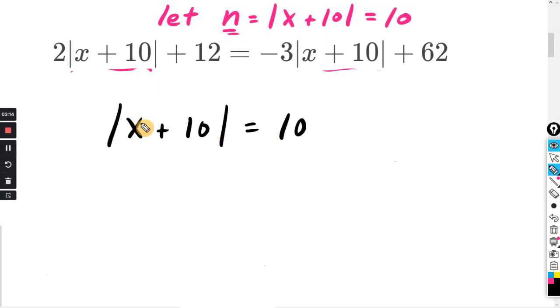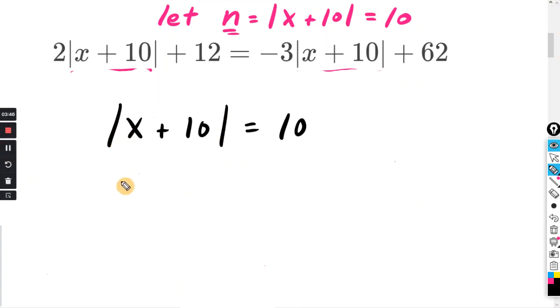Remember, absolute value makes things positive. Okay. So if this mess were positive 10, 10 would equal 10, that works. But also, if this were negative 10, you would take the absolute value of negative 10, it would still equal 10. Okay, so this mess right here could equal 10 or negative 10.